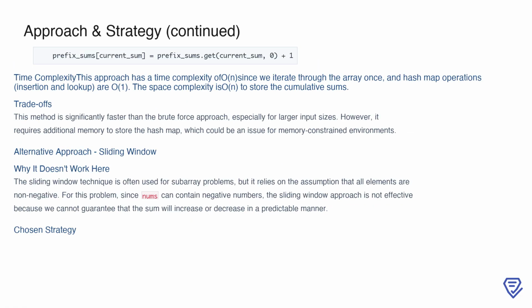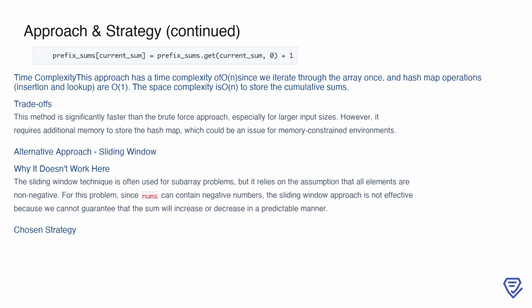In the implementation of the hash map approach, after checking for the difference between the current cumulative sum and k, we update the hash map to include the current cumulative sum. If the current sum already exists in the hash map, we increment its frequency, otherwise, we initialize it with a frequency of 1. This ensures that we correctly track all prefix sums as we traverse the array.